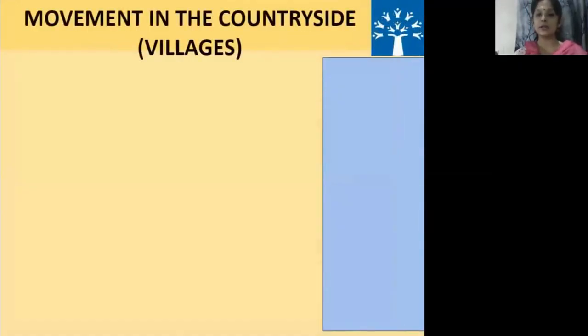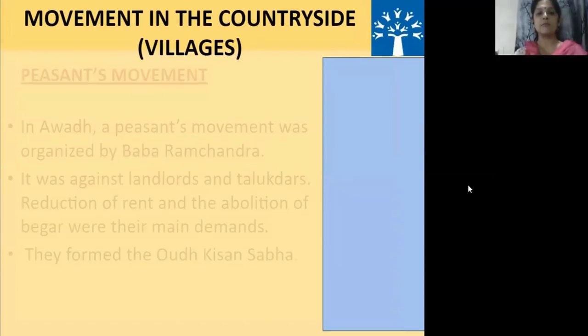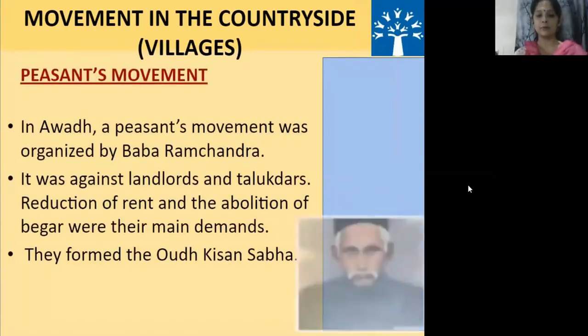Movement in the countryside. Peasants' movement. In Awadh, a peasants' movement was organized by Baba Ramachandra. It was against landlords and talukadars. Reduction of rent and the abolition of begar were their main demands. They also formed the Awadh Kisan Sabha.